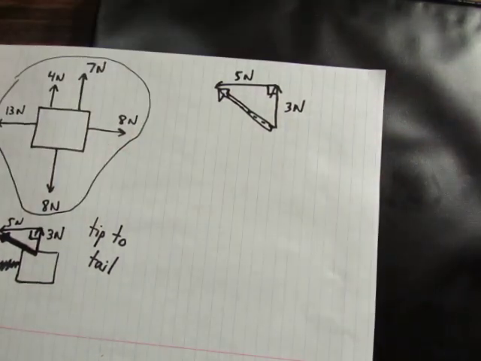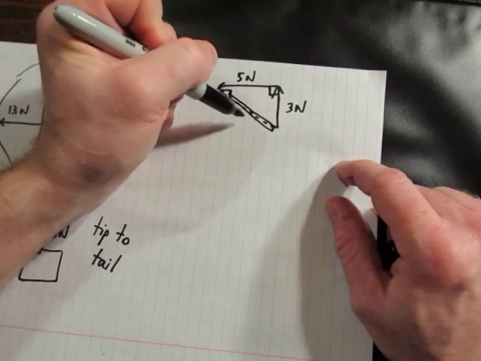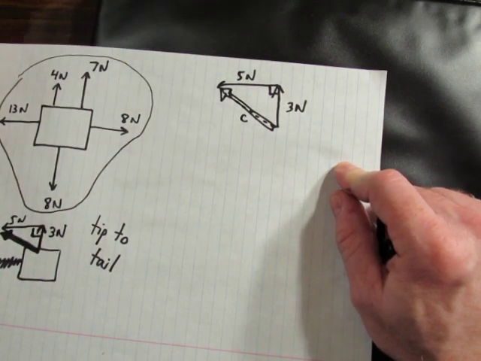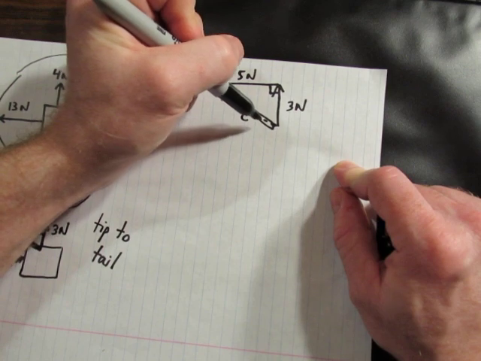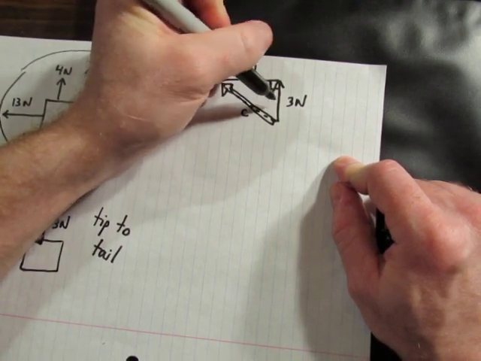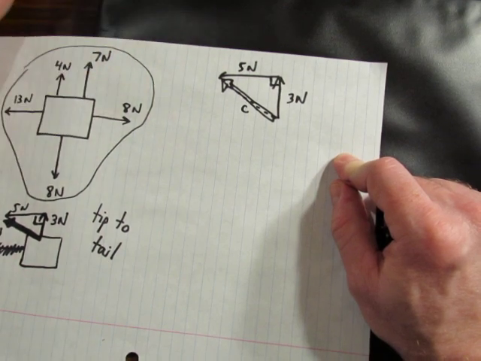So you already have the math skills to do this. You're going to need 2 things. You're going to need side C of this triangle, and it's a right angle triangle, so Pythagorean theorem, and that will give us the answer for how strong the force is. And then you'll need to calculate the angle inside this triangle to say what direction the force is in.